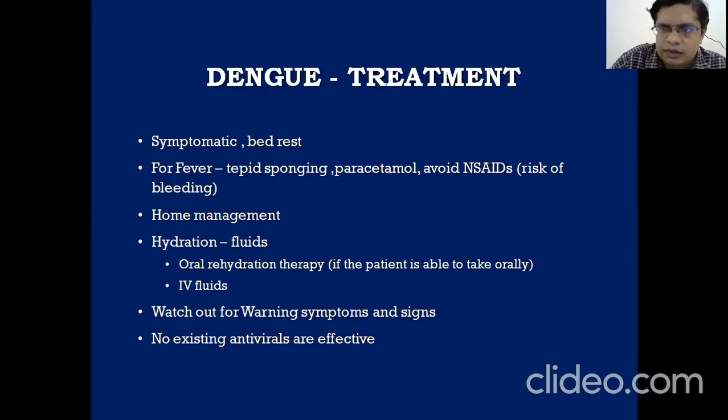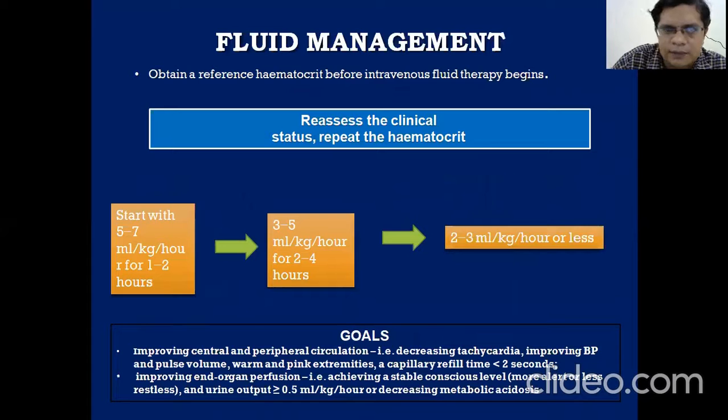We must watch out for the warning symptoms and signs, and they are, as I've already said, no antivirals effective against dengue. So how do you give the fluids? There's an algorithm for giving the fluids. We have to assess the fluid status of the patient.